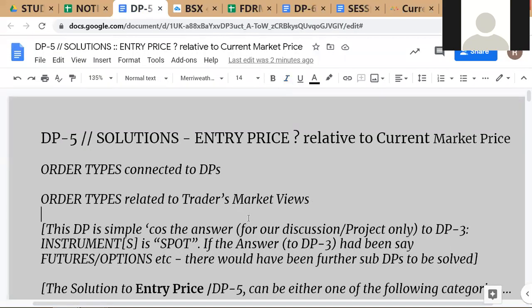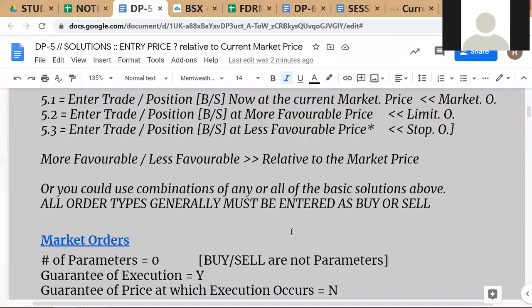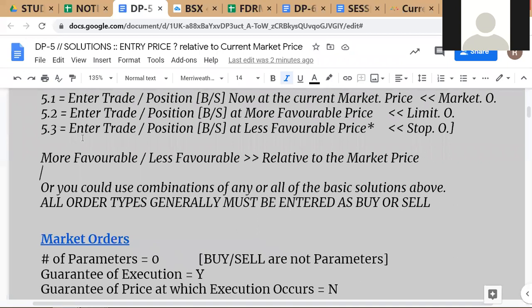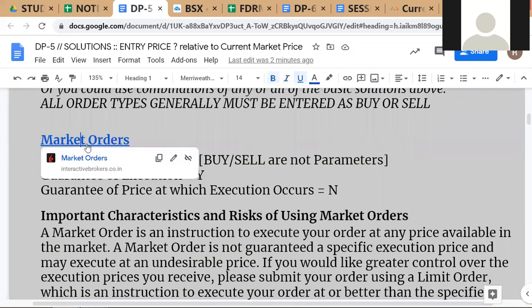received for FDRM, the Hull book, and some of the other typical finance textbooks, there may be some definitions of order types which conflict with what you find in the definitions I've given you, and which are matching with the definitions on the IB web page. So in these cases of conflict, I would strongly suggest that you go with the definitions on the IB web page because they are the correct definitions.